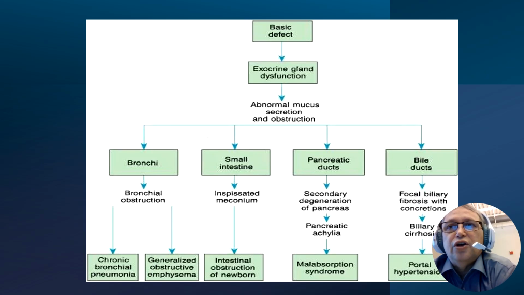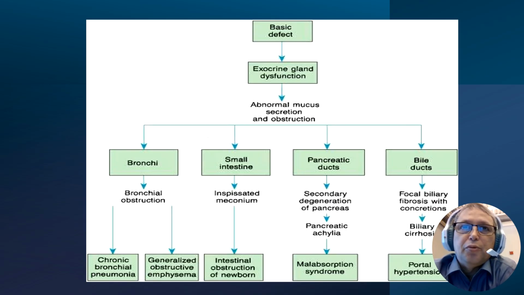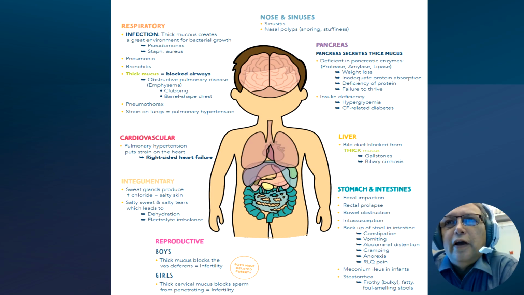Now, I want to tell you guys, I know we talk about cystic fibrosis as being a respiratory disease. It is far more than respiratory. It is systemic. We know about the bronchi blocking off the bronchial movement of mucus, causing pneumonia or emphysema. But it can also create thick mucus blocking the small intestine, causing intestinal obstruction of a newborn, and pancreatic ducts, causing malabsorption syndrome, and even in the liver where it can block off the bile ducts, causing portal hypertension. And yet another source of good test questions here.